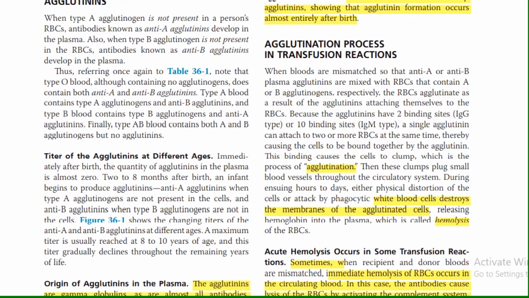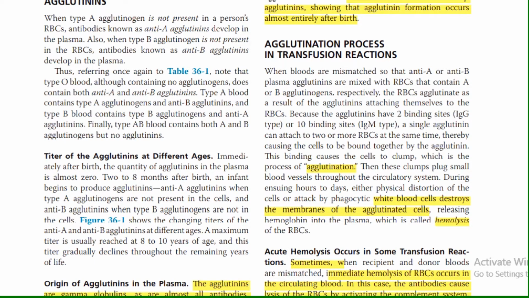Agglutination process in transfusion reaction. When the blood is mismatched, so that anti-A or anti-B plasma agglutinins are mixed with RBCs containing A or B agglutinogens respectively, the agglutinins attach themselves to the red blood cells. The binding causes the cells to clump. This process of binding and clumping of cells is known as agglutination.